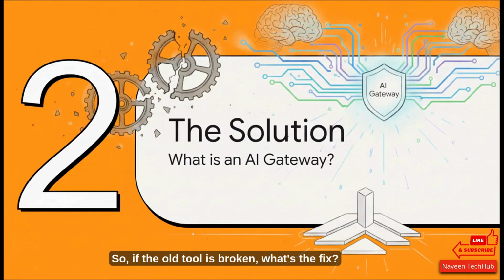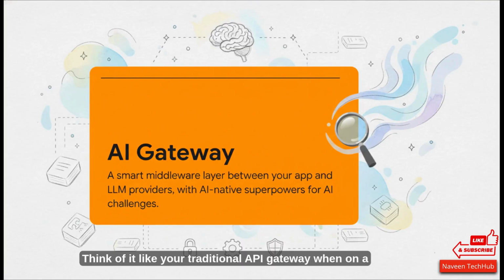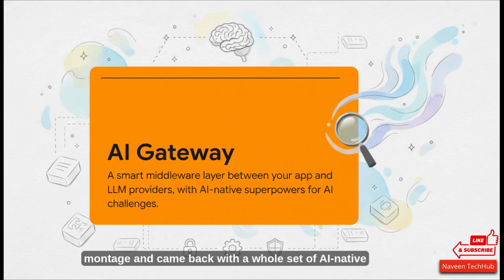So if the old tool is broken, what's the fix? Well, you need a purpose-built control plane, something designed from the ground up specifically for this new AI era. So let's meet the AI gateway. At its core, an AI gateway is an incredibly smart, specialized middleware layer. I love this description. Think of it like your traditional API gateway went on a Rocky-style training montage and came back with a whole set of AI-native superpowers designed to fix all the problems we just talked about.